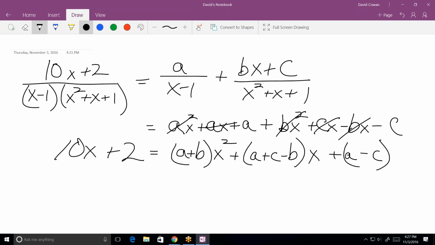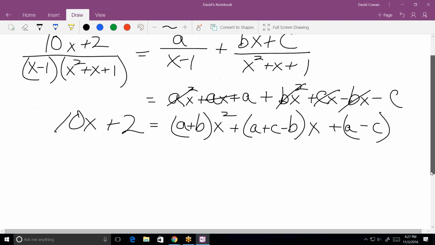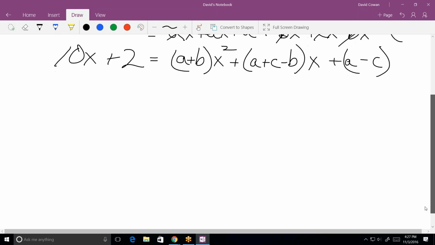Now, I think you can kind of see why we can't use that method before. In other words, if I set x equal to 0, all I get is a minus c has to equal 2. I'm not able to solve for a, b, or c by doing any of that. I guess I could end up with a bunch of simultaneous equations, but I can get to simultaneous equations a little faster. So what's the next step?